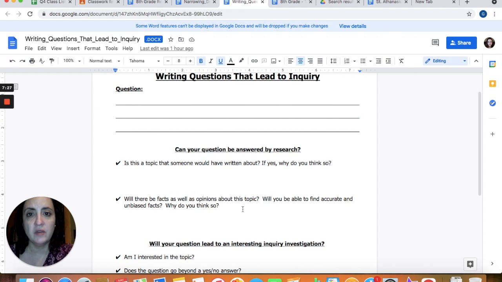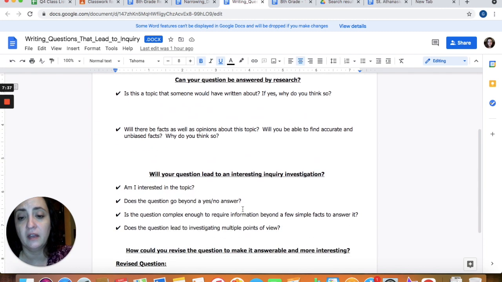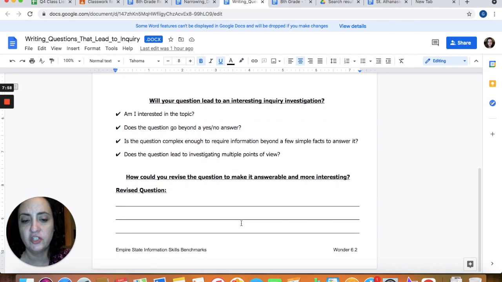Again, this document that I've also attached to the assignment is not something you need to submit to me. This is for you to help yourself write a question that you want to answer about the topic. Definitely pick a topic that interests you. You don't want it to be too complicated, but you don't want it to be so simple that it's a yes or no answer. Then you revise your question, and that'll help you.